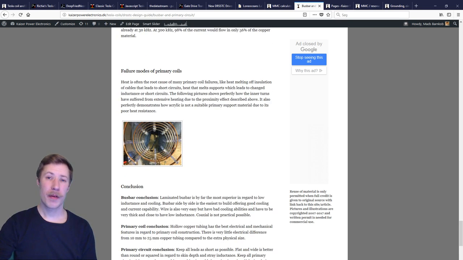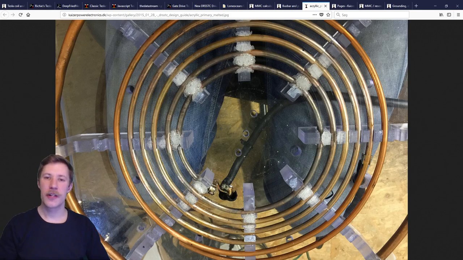So a good example of the induction heating effect on a primary coil can be seen here. This coil was not water cooled, and as we can see, the heat damage is more and more extreme the closer to the middle you get. So this is why you should water cool your primary coil from the inside and out.